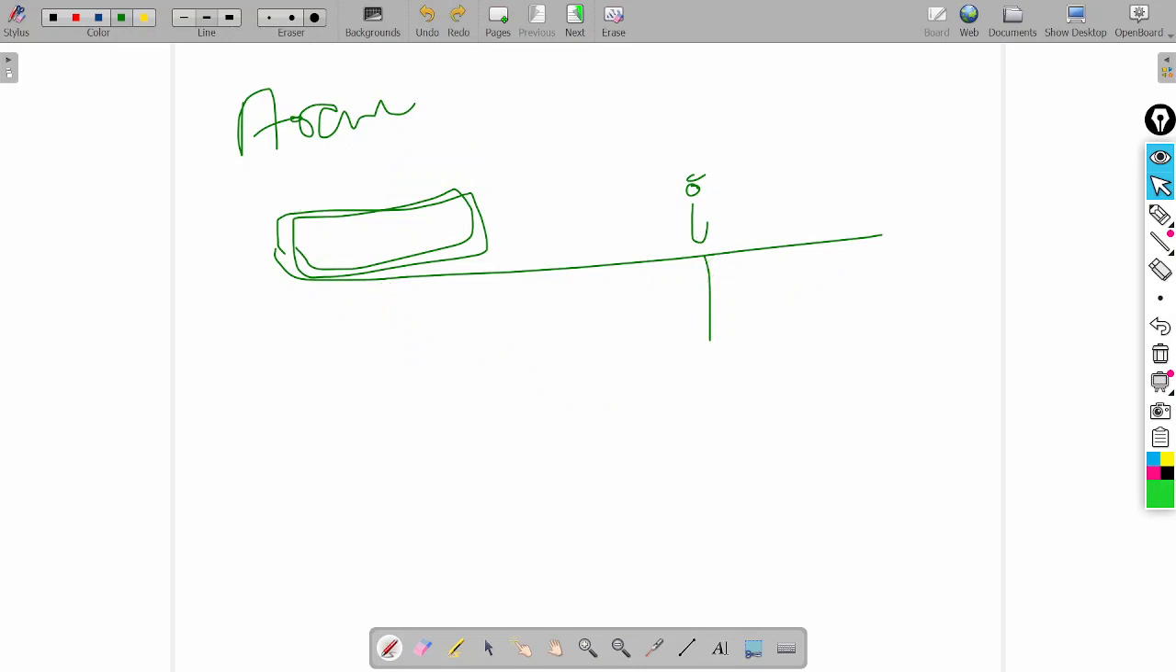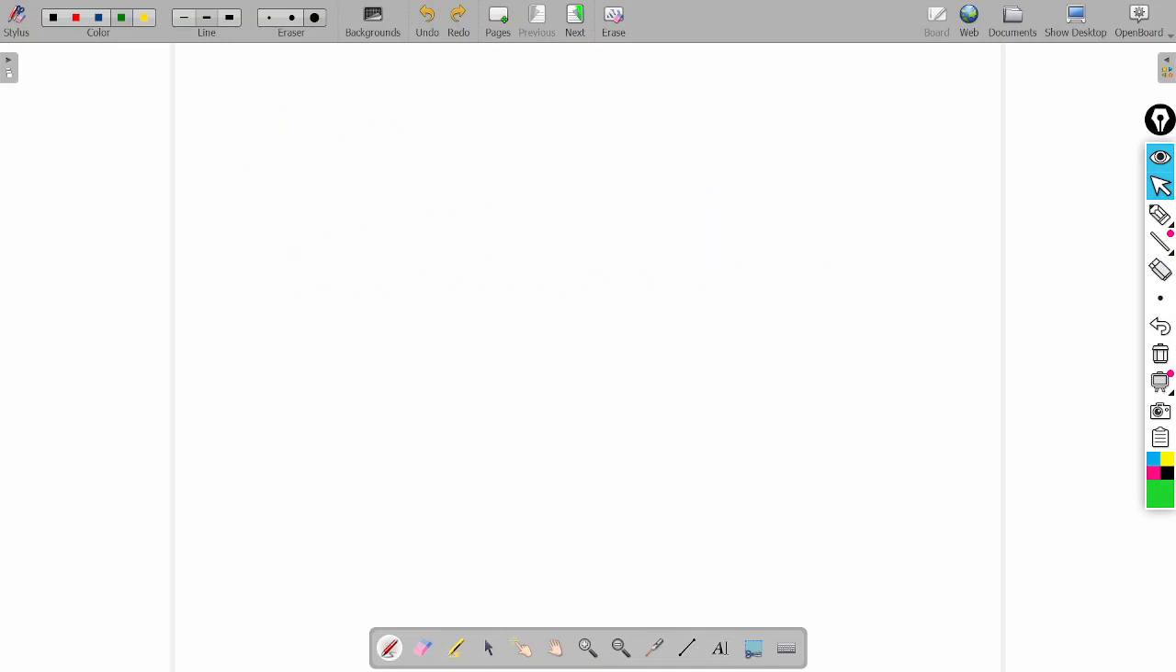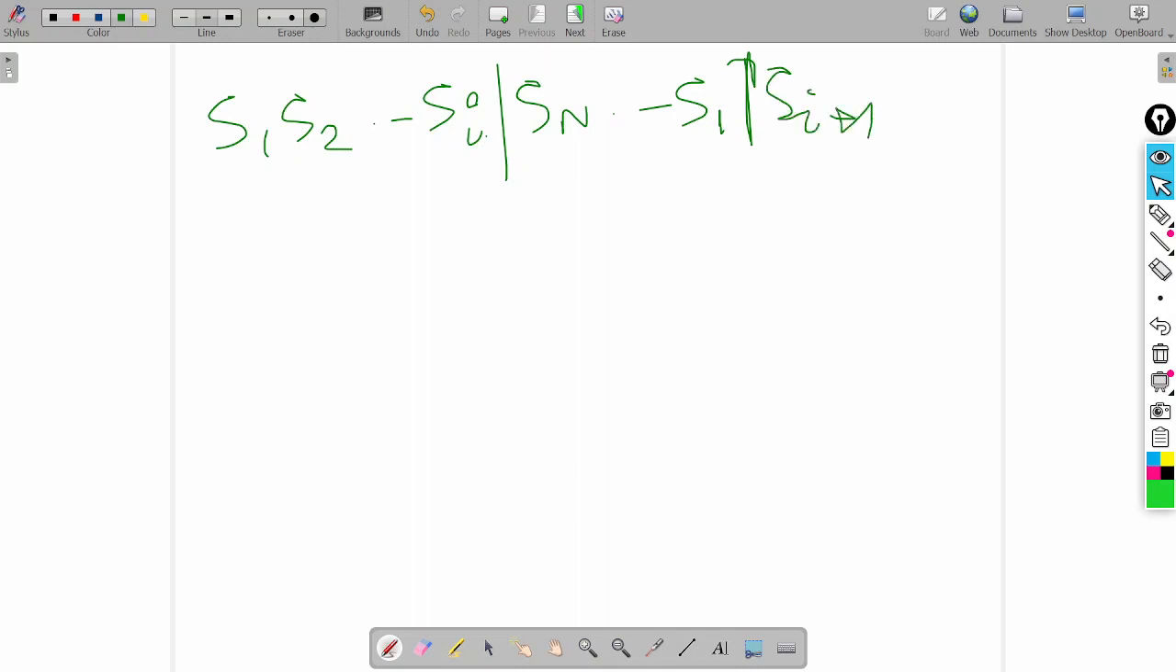Again coming back to the question, the given string is s1, s2, up to sn, and then we have a reverse string, sn up to s1, and then again the remaining suffix, si plus 1 to sn. So how will we do this? This is our given string t.